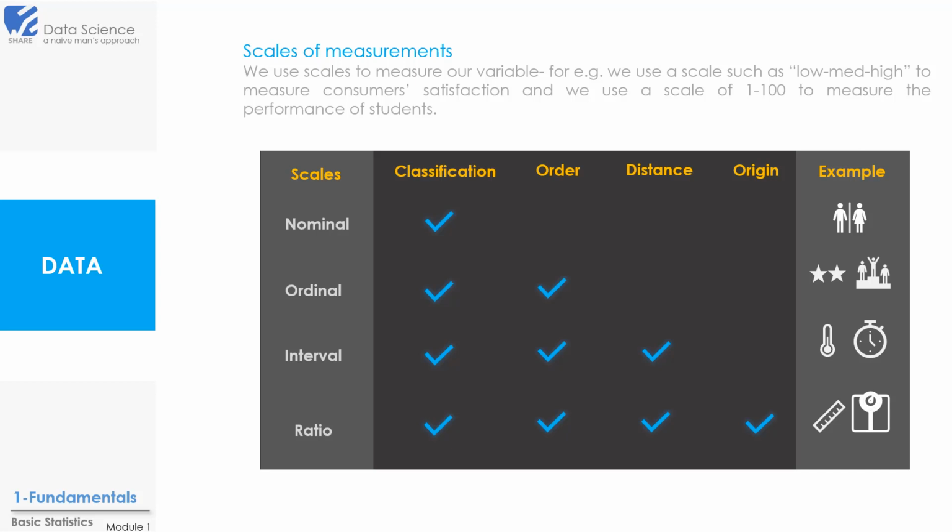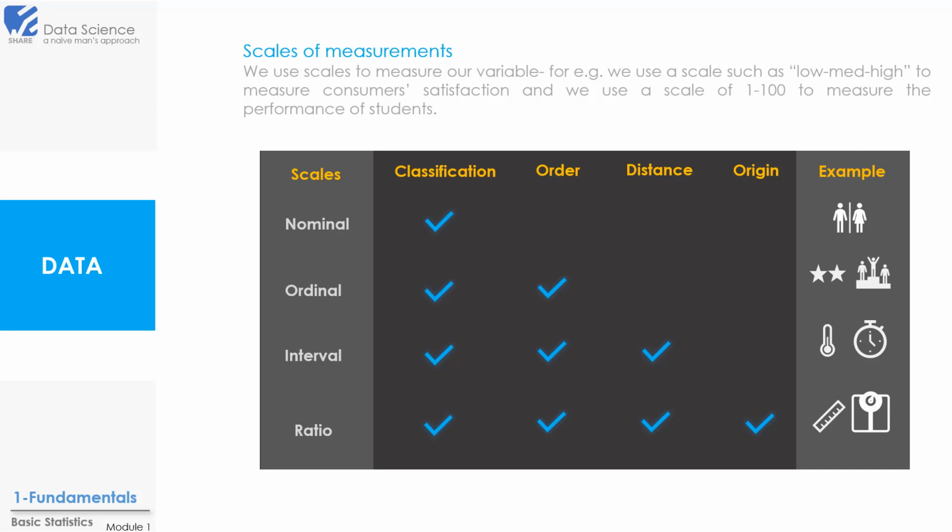So the first scale is the nominal scale. We have the nominal scale, which is only used to classify or label, such as male or female. Then we have the ordinal scale, which has the same properties as the nominal scale, but it has an order as well, such as ratings, ranking, etc.